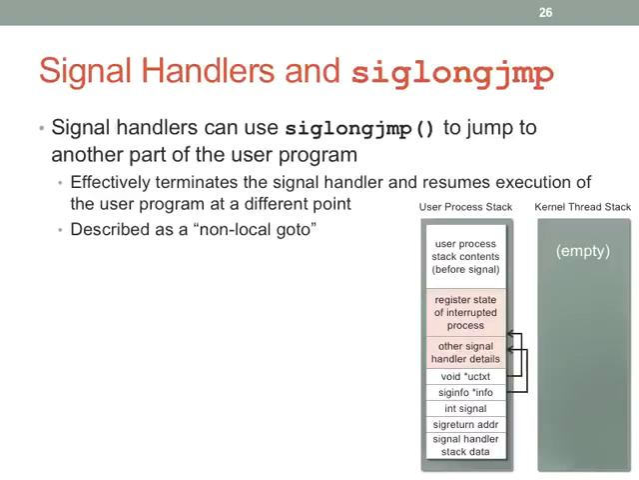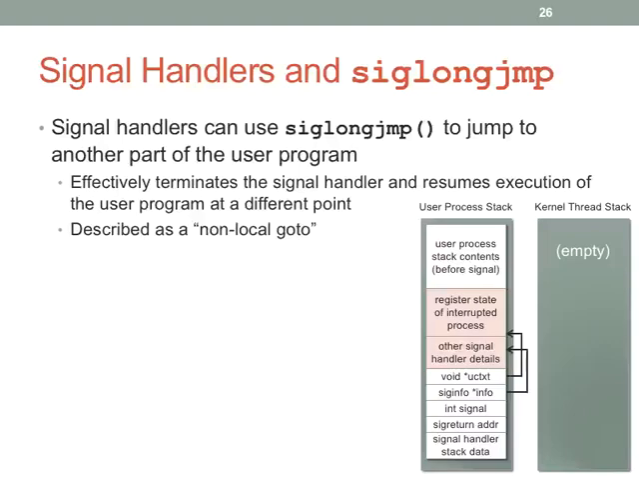Okay, last detail. Signal handlers can use siglongjmp. Basically what we're saying is, okay, the signal occurred, I want to terminate the signal handler, I want to jump back to some other part of my user program. We describe longjmp and siglongjmp as non-local gotos. That is an accurate description. This is the state of the stacks inside the signal handler. That's why we have signal handler stack data, because that's whatever the frame is for the signal handler.